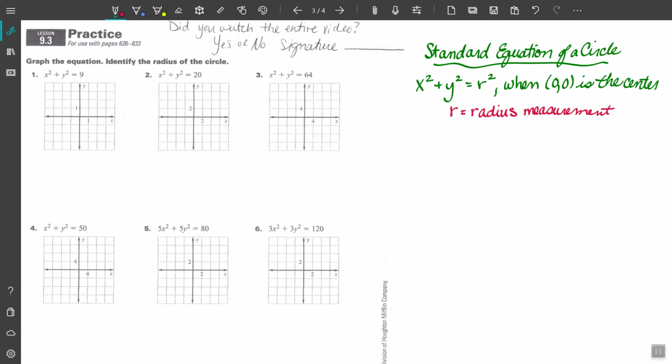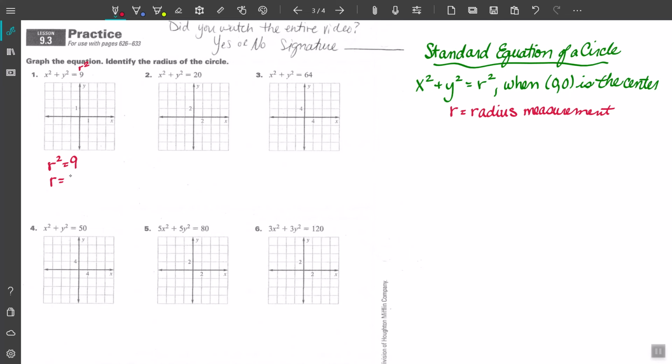Number one, we've got x squared plus y squared equals 9. Since we have it in the standard form of the equation for a circle, x squared plus y squared is really equaling 9, which is r squared. This is the fill in for r squared right here. So if I take my r squared, set it equal to 9, and then solve for r, I'm going to get plus or minus 3.